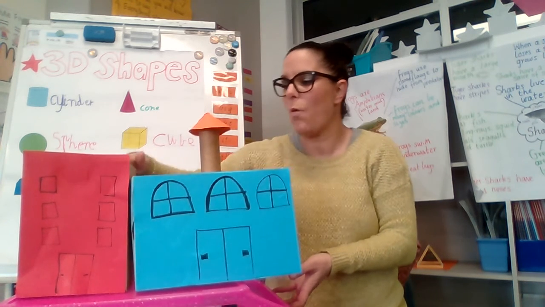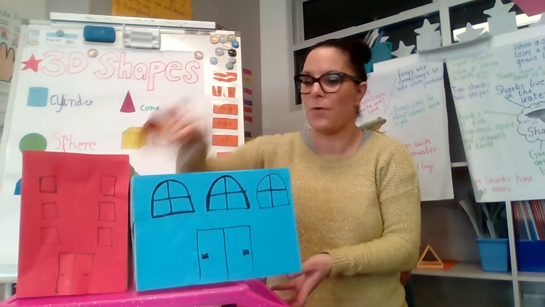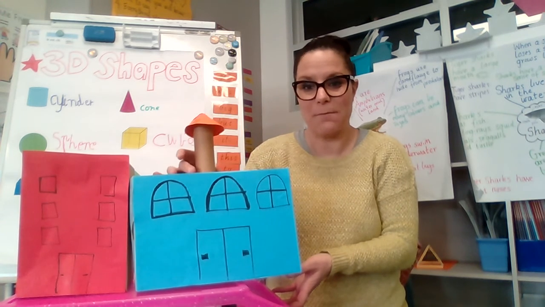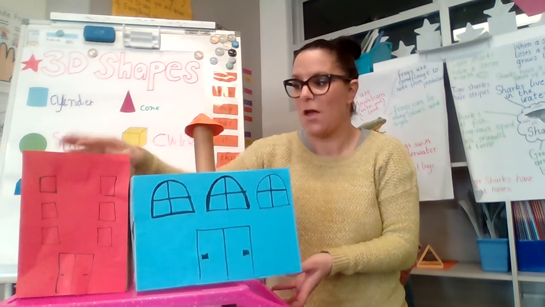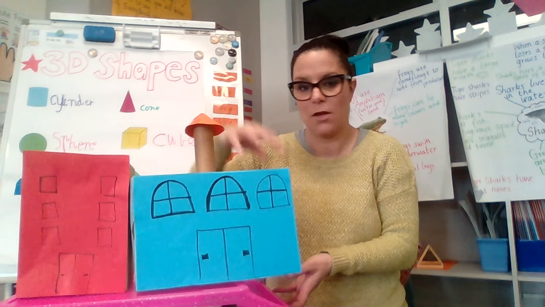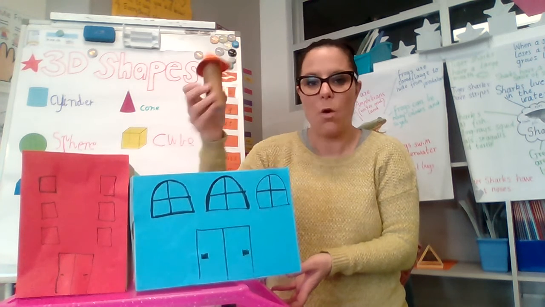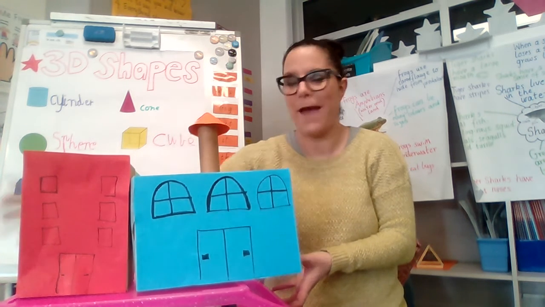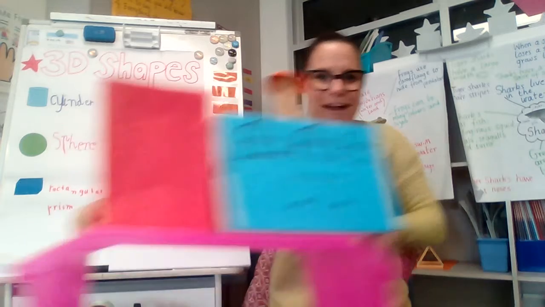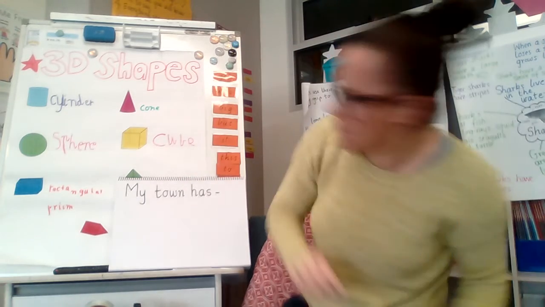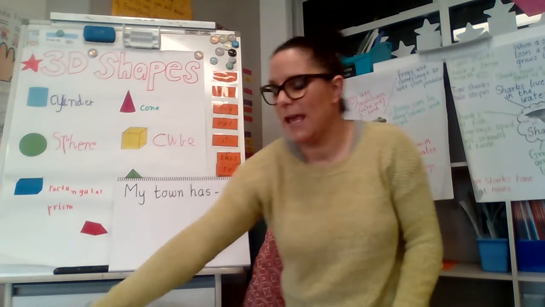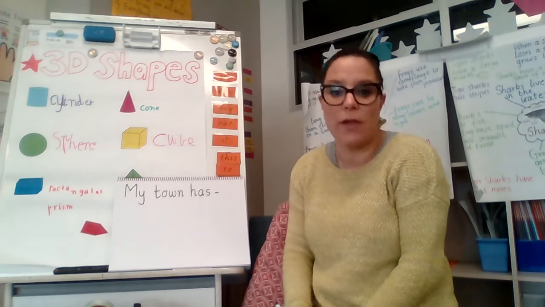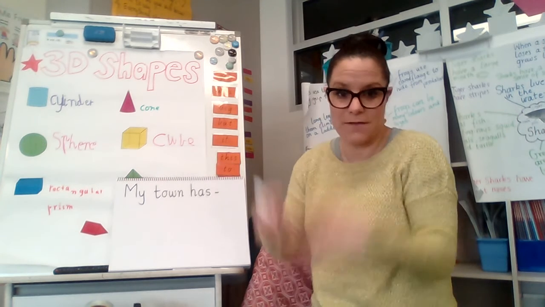So I have got 1, 2, 3, 4 3D shapes here in my construction right now. 1 rectangular prism, 2 rectangular prisms, 1 cylinder, and a cone. And I'm going to write about that right now. All right, so my town has. If you're not comfortable writing the words, then you can just draw the picture of the shape that you've used.